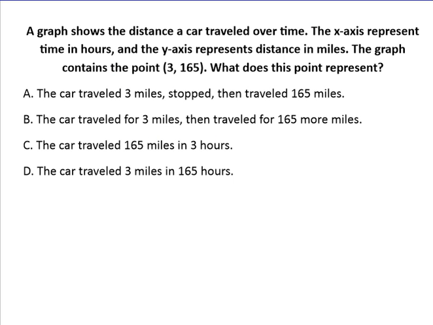Okay, some multiple choice questions. A graph shows the distance a car traveled over time. The x-axis represents the time in hours. The y-axis represents the distance in miles. The graph contains the point 3, 165. What does this point represent? So the x is time, the y is distance. What does this point represent? Go ahead and pause the video to make your selection.